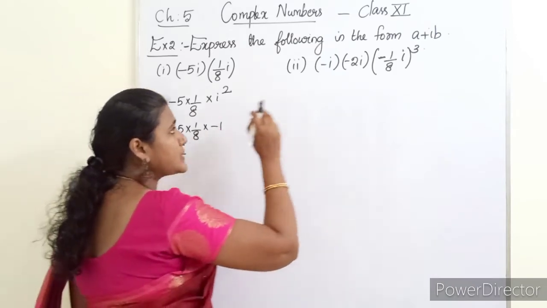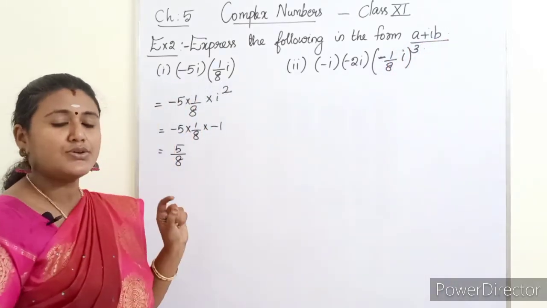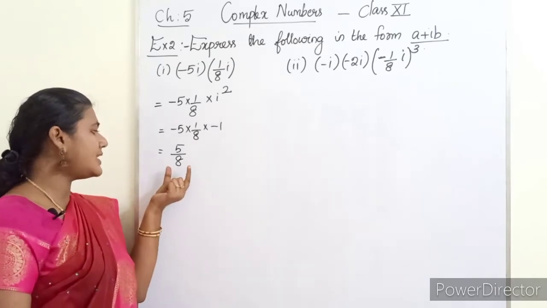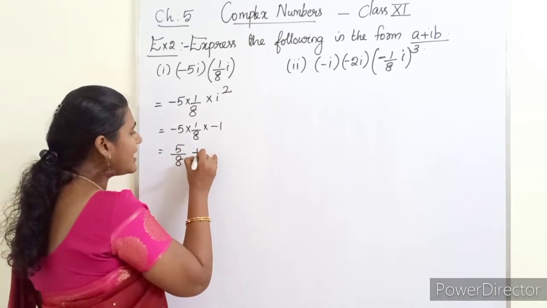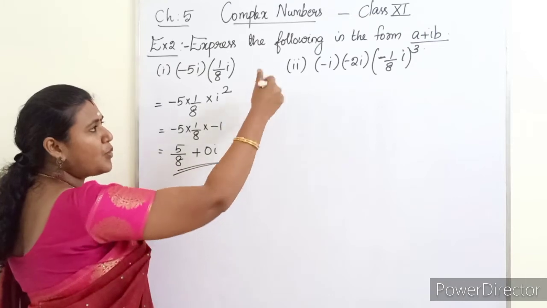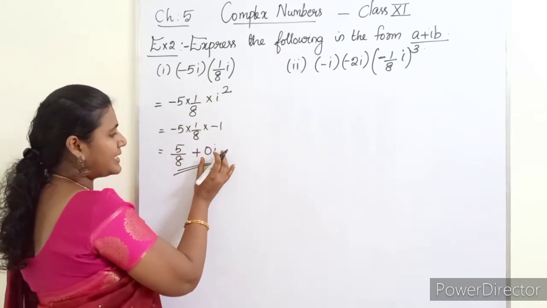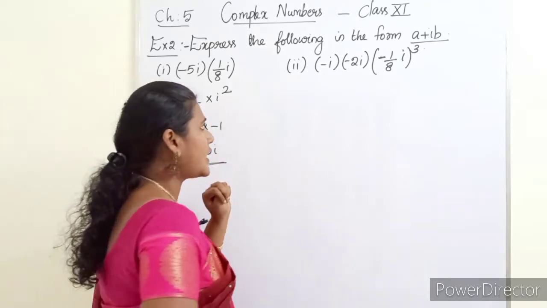But we have to express the answer in the form a plus ib. That is, you should write the real part and the imaginary part. So here in this question, there is no imaginary part. So how can we write this? 5 by 8 plus 0i. If you want to express it in the form a plus ib, since there is no imaginary part, we will write 0i.